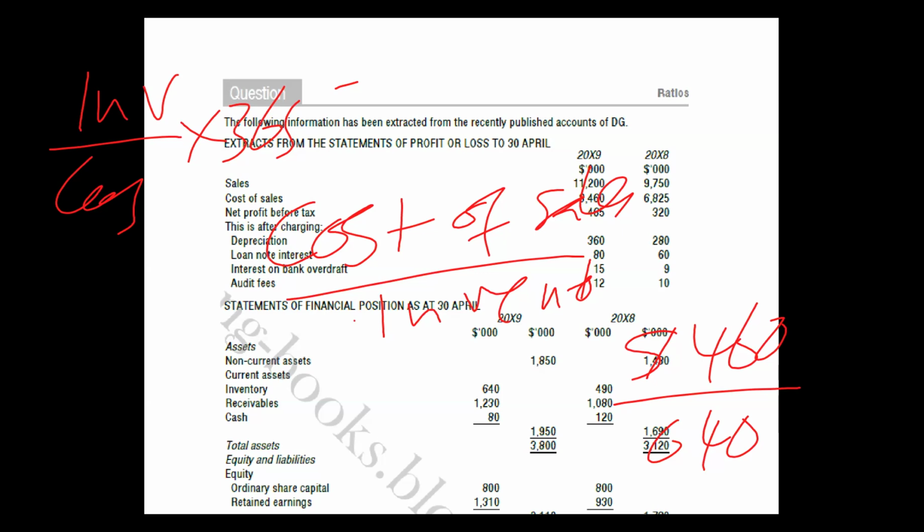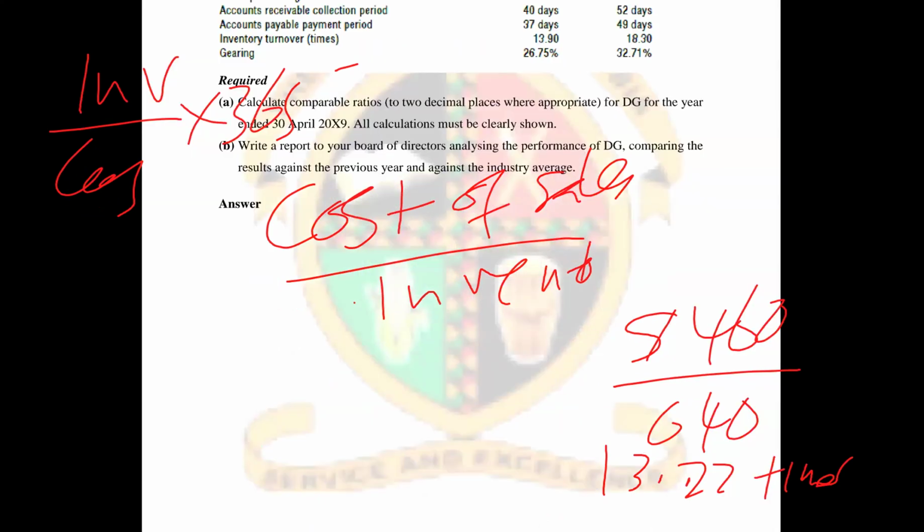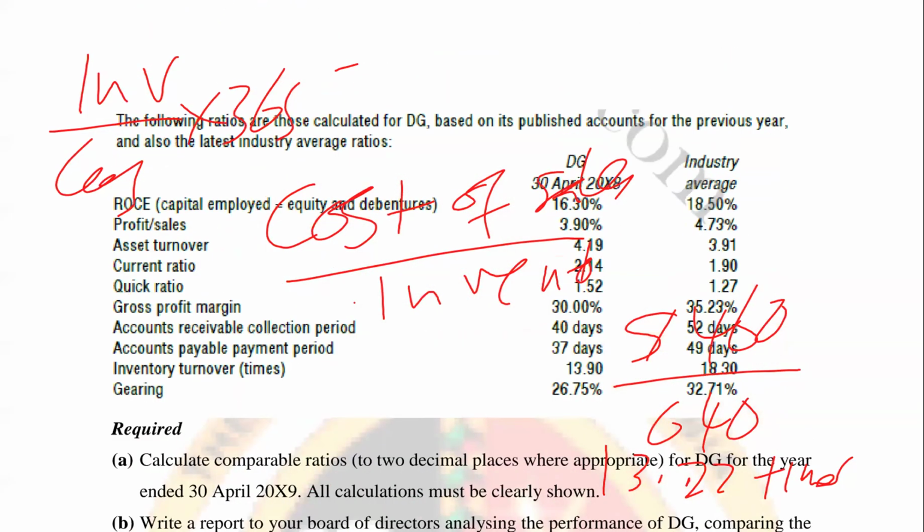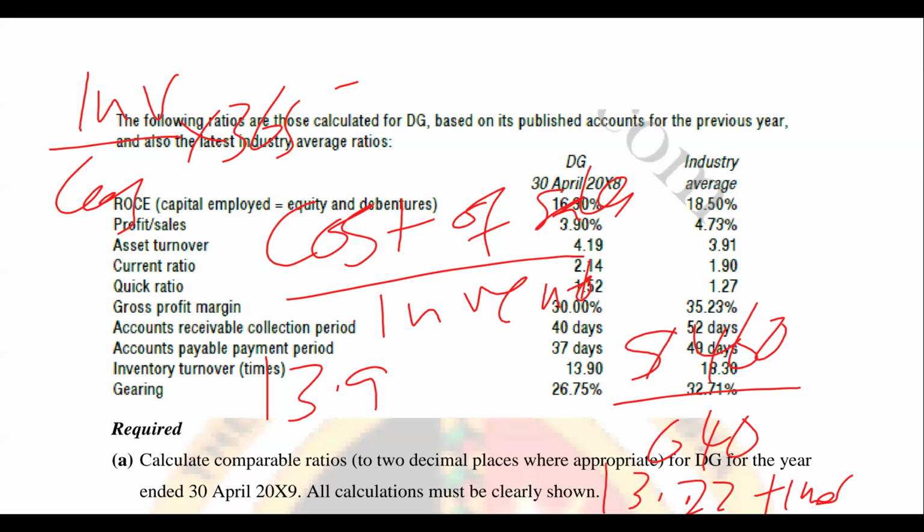13.22 times. As for now, we are not yet certain whether we are doing better or worse. Let's check what the industry is doing. Last year, we had the 13.9, right? This is 13.22. The industry is what? Is it 18? More. The industry is even 18.3 times.